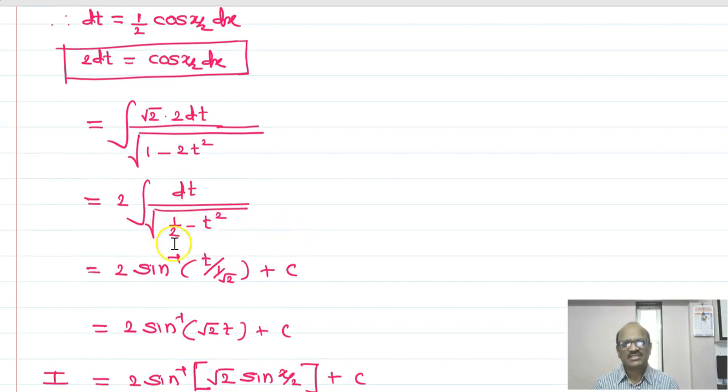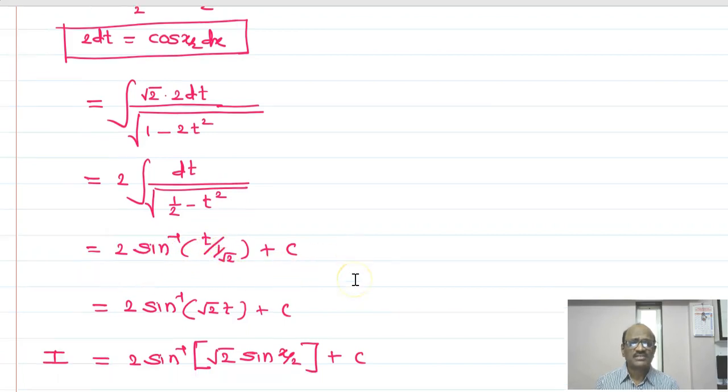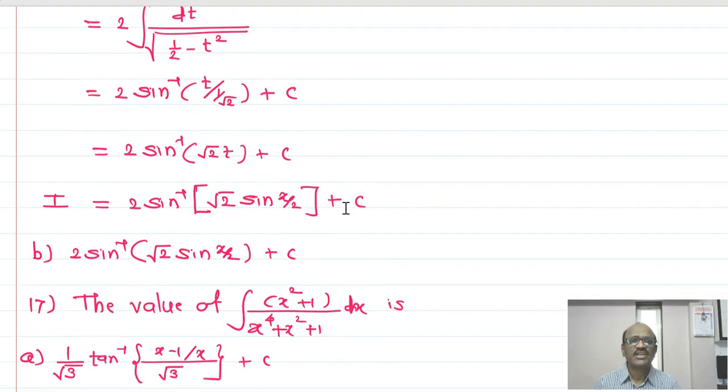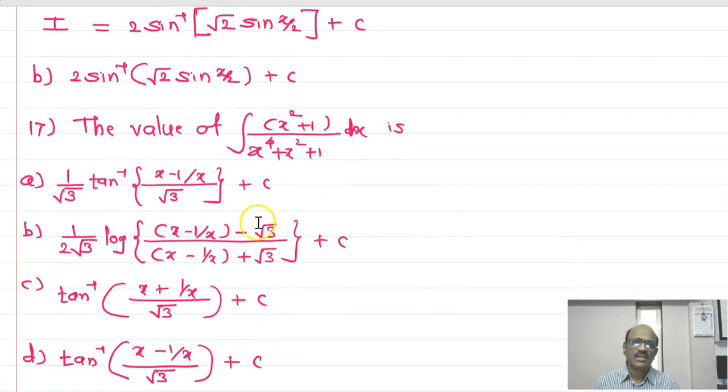Now what is it? This is the integral of the form dx upon under root of a square minus x square, which is sine inverse of x upon a. Therefore, 2 times sine inverse t upon 1 upon root 2 plus c. After the simplification, you are getting 2 sine inverse root 2 t plus c. Now substitute the value of t, that is I is equal to 2 sine inverse root 2 sine of x by 2 plus c, and hence the B option is correct.